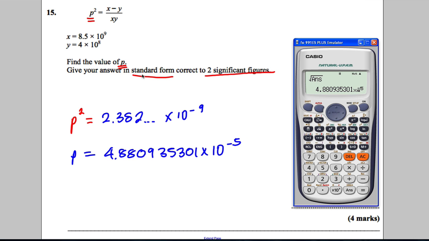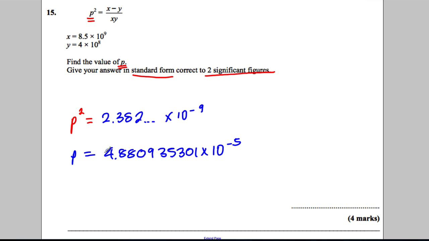Now, we're nearly there. We've got p, we've got 3 out of the 4 marks, we've just got to round to 2SF now. That's the first significant, that's the second. That 8 would make that a 9, so p would be 4.9. Everything else would be 0, so we wouldn't write multiplied by 10 to the negative 5.